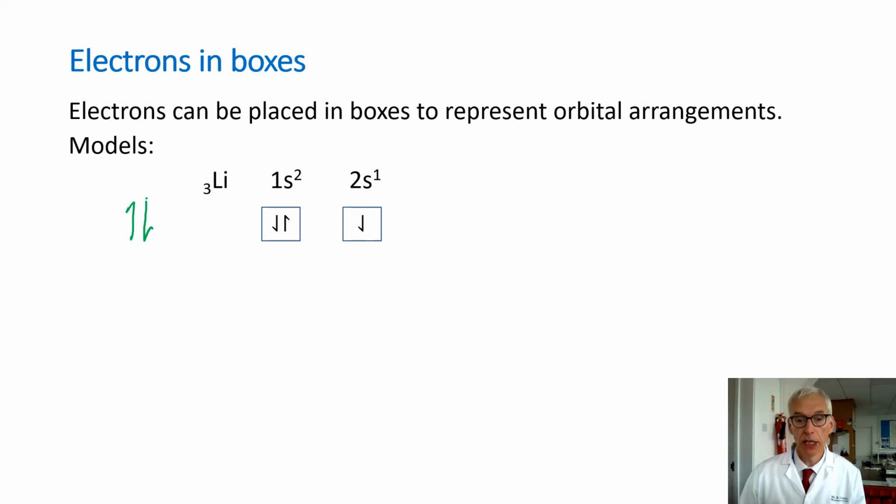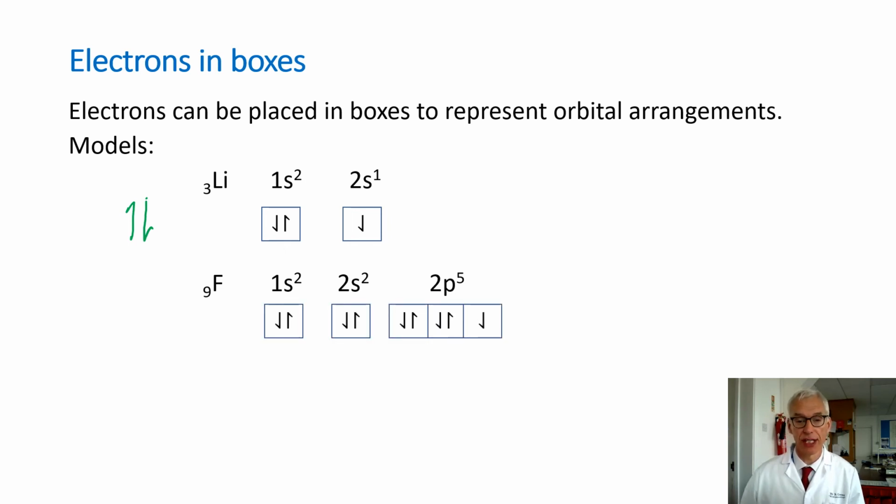So let me give you a problem. Can you write the electron configuration for fluorine, which in subshells is 1s2, 2s2, 2p5? Can you write that in electrons in boxes notation? Pause the video, do your best. Okay, so it looks like this.